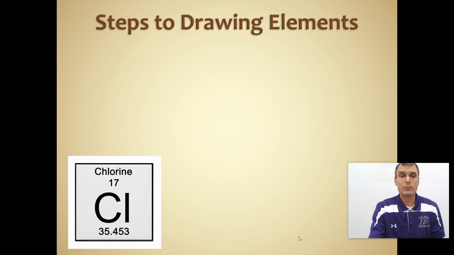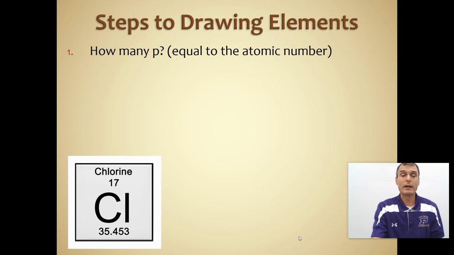Here's how we do it. Starting with step number one, what you have to do is figure out the number of protons. In chlorine here, it's equal to the atomic number. The atomic number is 17, so we have 17 protons.